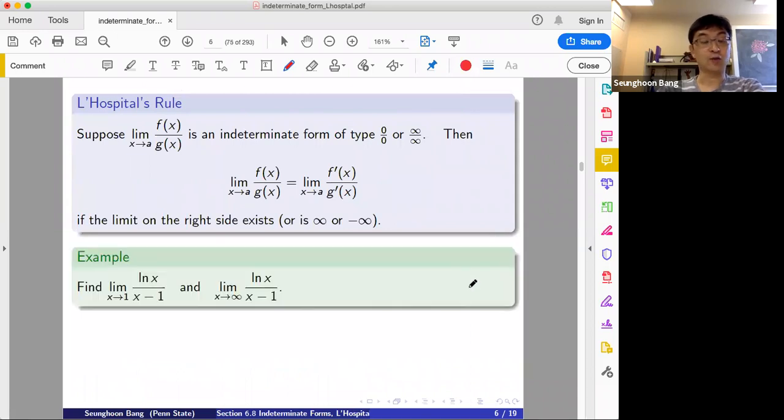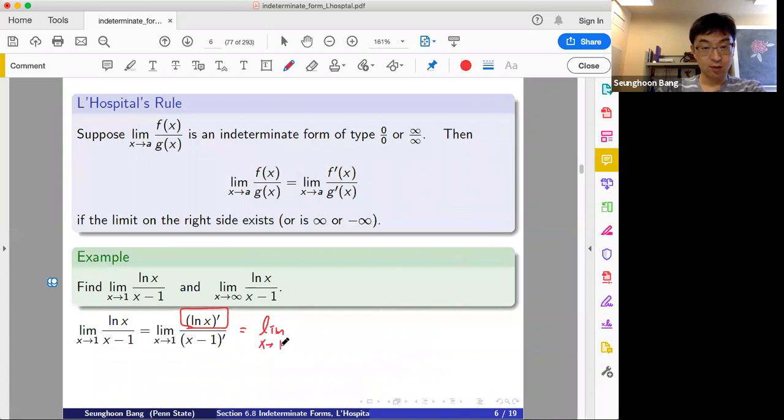We are going back to the previous example. What's the first one? You can plug 1 into the top one and the bottom one. ln of 1 is 0. 1 minus 1 is 0. Exactly. The 0 over 0 form, you have to use L'Hopital's rule. What is ln of x prime? Could you write your answer on the chatting board, please?